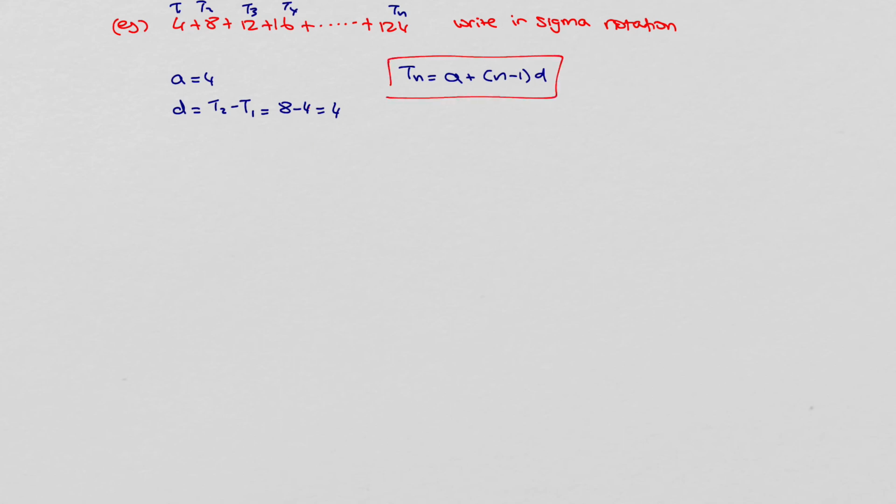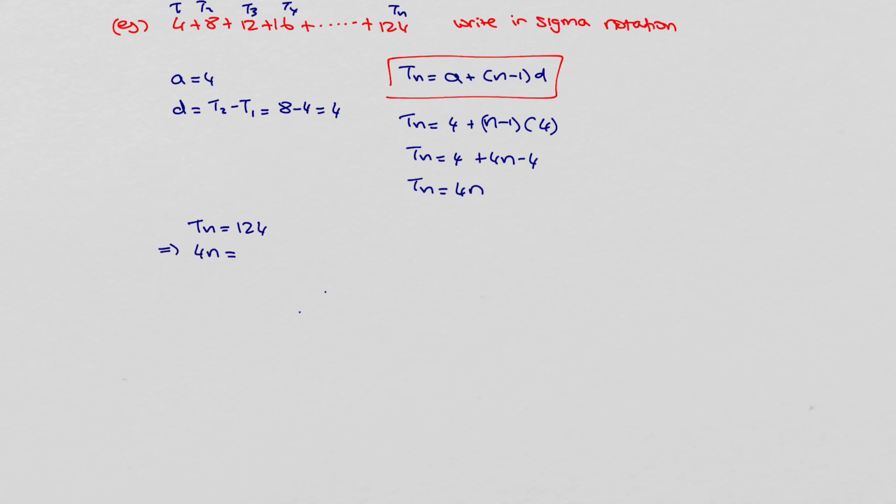And then if I sub in for A and D, that would give me 4 plus 4n minus 4. So in other words, it would just be 4n. So in other words, our sequence is multiples of 4. 4 times 1 is 4, 4 times 2 is 8, 4 times 3 is 12, 4 times 4 is 16, and so on. And therefore we could say, well, what term is 124?